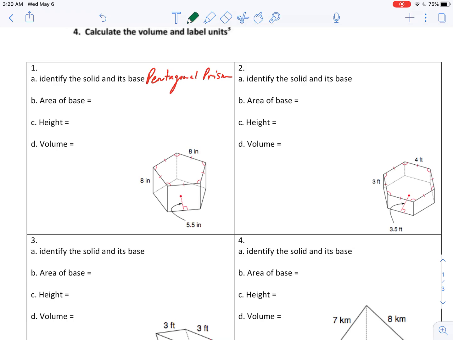The area of a regular pentagon is 1/2 apothem times perimeter. So let's identify the side length first. On this one we're pretty lucky. The apothem is 5.5. This is apothem. And the side length is 8 inches. We got kind of lucky that the height was also 8 inches, but it won't always be that way. So 1/2, 5.5 times 8. So that's 44, which is 22. So the area of the base is 22.